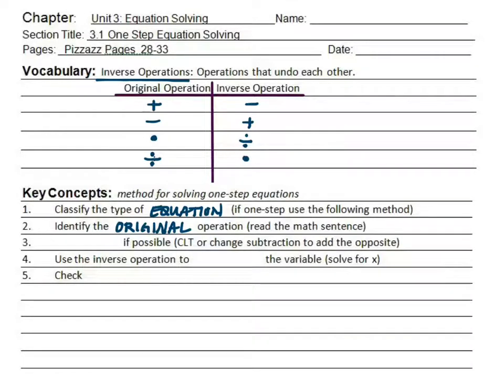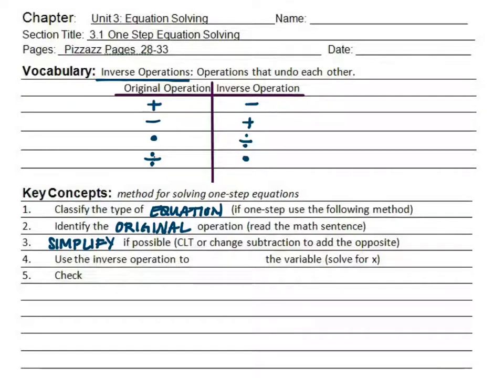The next step is number 3, and we want to simplify if possible. That means combining like terms or changing subtraction to addition and adding the opposite. Make sure that when we change subtraction to addition that we in fact add the opposite. That's a huge piece that we often forget.